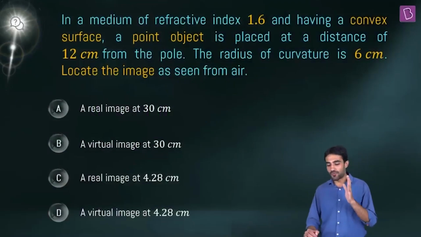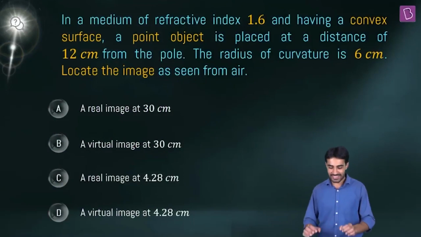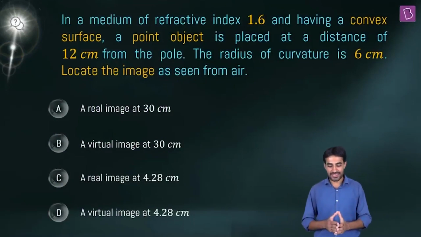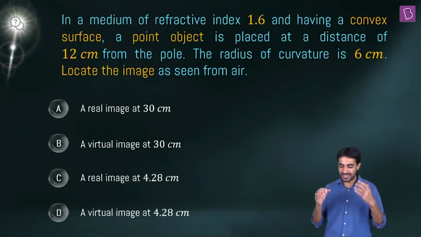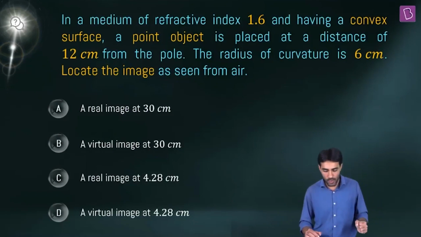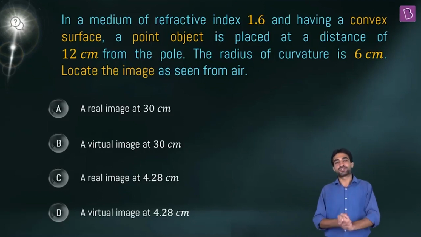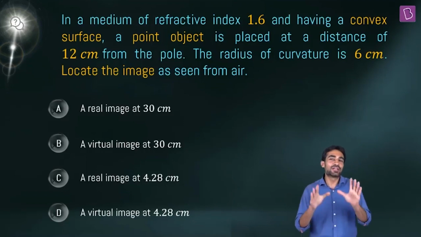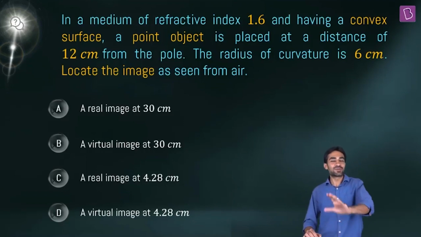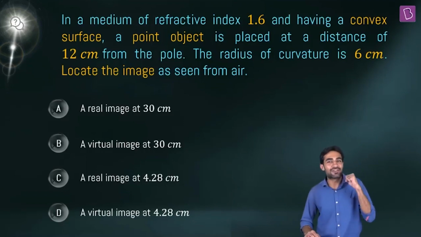In a medium of refractive index 1.6, having convex surface, a point object is placed at a distance of 12 cm from the pole. The radius of curvature is 6 cm. Locate the image as seen from the air. And these are the options. Now I know you didn't understand the question at all. So let me explain the question with the diagram.